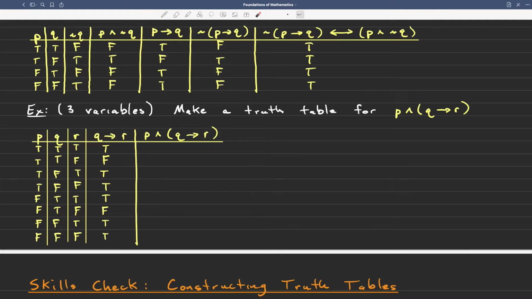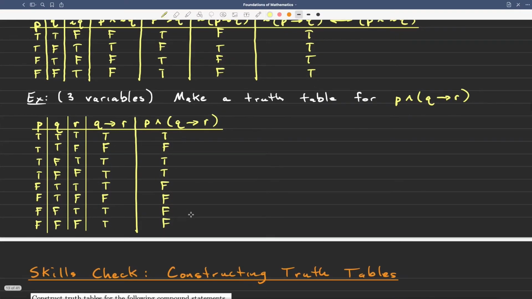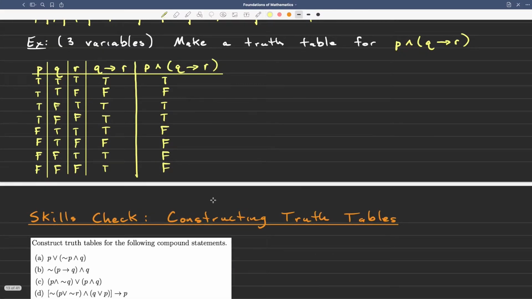And now, all I'm doing is comparing the P column with the Q implies R column, and I'm comparing them with and. So that means they need to both be true in order to get a true. Otherwise, they're false. So the first line would be true, then it's false, then it's true, then it's true, false, false, false, false. Okay, so there's an example of what you would do if you had 3 variables. And if you had 4 variables, you'd have to have 16 lines, and the P column would be 8 trues and then 8 falses, and then you'd break it into 4s and then 2s and then alternate each one. These things aren't super hard to do.